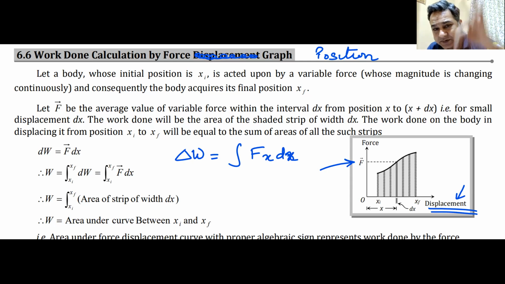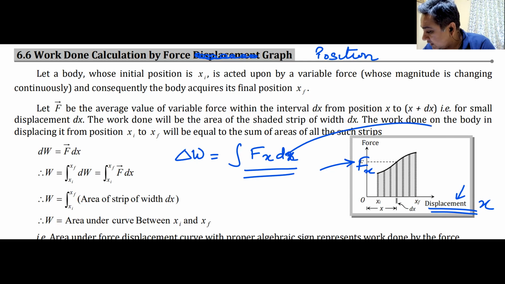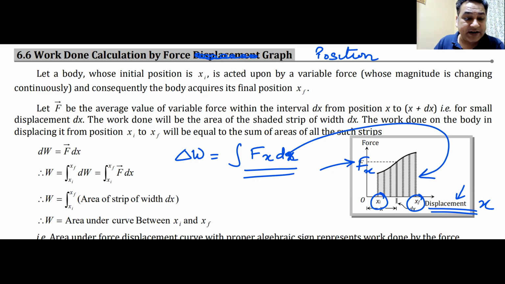Integral of fx dx plus fy dy plus fz dz. Now, if it is a one-dimensional force, it is the integral of fx dx. If you have plotted fx here and x here, the area under this graph, from x1 to x2, initial x to final x, would be your work done.